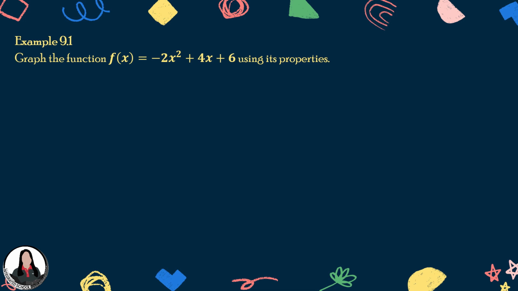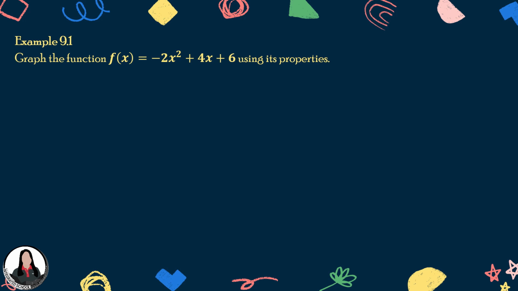And ang i-discuss ko ngayon ay dalawang example from your module, and I will give another example na wala sa module at ngayon natin sasagutan. Okay? So we have here example 9.1. We are asked to graph the function f of x equals negative 2x squared plus 4x plus 6 using its properties. Okay, so again, meron tayong 6 na properties na kailangan ma-determine bago tayo makapag-graph.